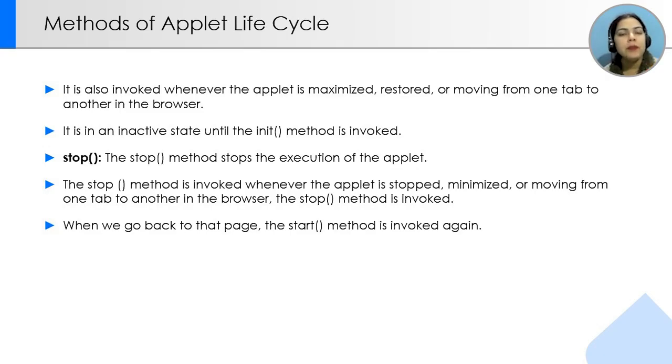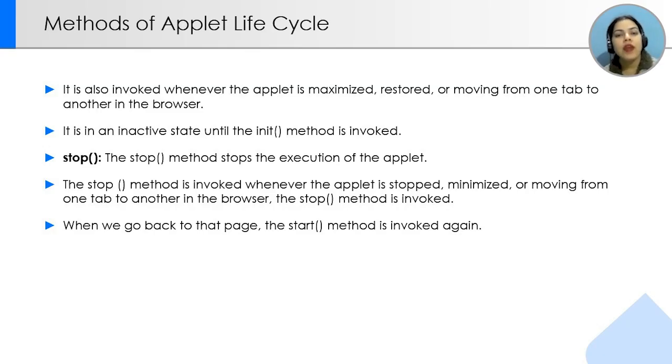But when we minimize the applet, or we can also say when we minimize the browser, by default the applet will be minimized. So whenever we minimize the browser, the stop method will be called. Why will the stop method be called? Because now the applet's working will be stopped. And when we again maximize that browser, again the start method will be called.